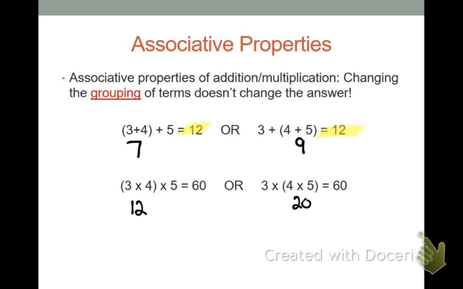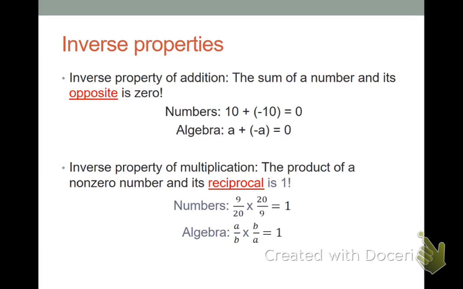Now you might say, well, I don't really see a whole lot of point in that. And you're right, maybe with this specific example, these numbers, but when you throw in variables in the mix, like we're going to do in example 4, I believe, it can actually be helpful to understand how you can change the grouping of your numbers.